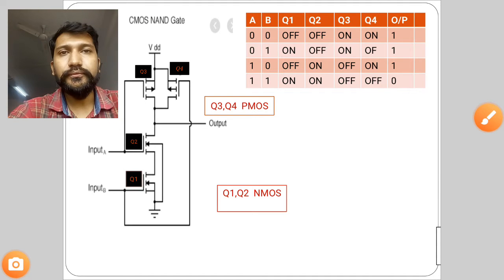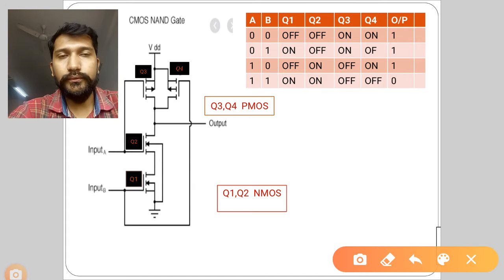Hi students, during the last lecture we studied the CMOS inverter. What does the CMOS inverter consist of? It consists of two MOS devices, that is PMOS and NMOS, which are connected in series. As per the operation of CMOS, one will become on and one will become off, because only one is going to work at a time.